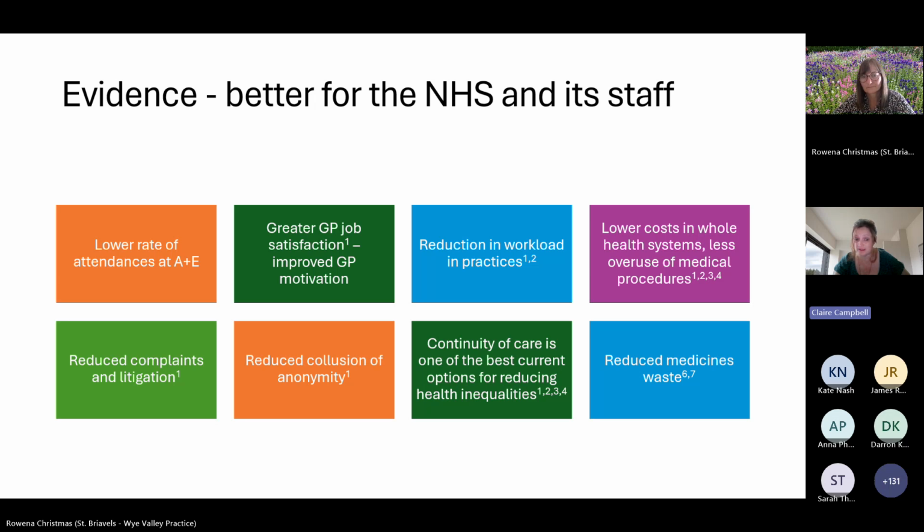It lowers mortality rate across patients, which is probably the most interesting finding. There's actually a dose-response relationship shown between continuity of care and mortality. It reduces complaints and litigation. There's a reduced collusion of anonymity. The clarity of responsibility reduces the risk of patients becoming lost between clinicians. Continuity of care is one of the best current options for reducing health inequalities, as I've mentioned before.